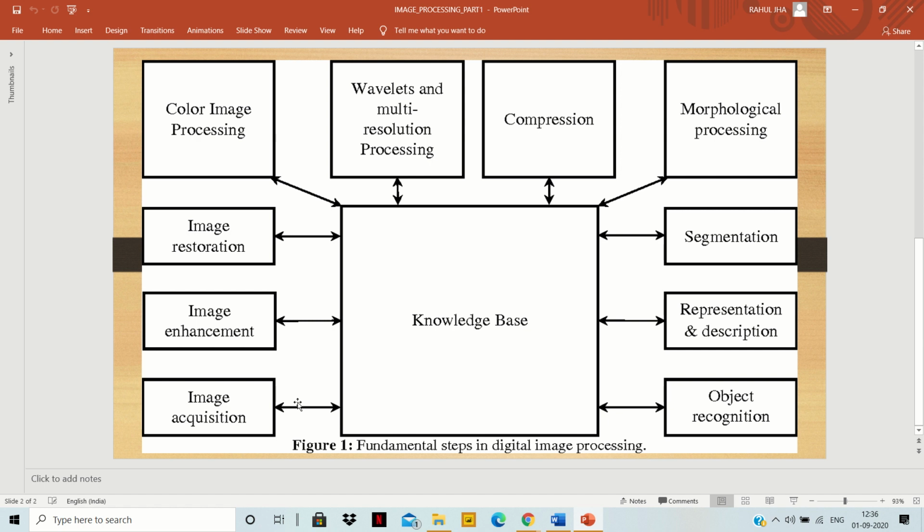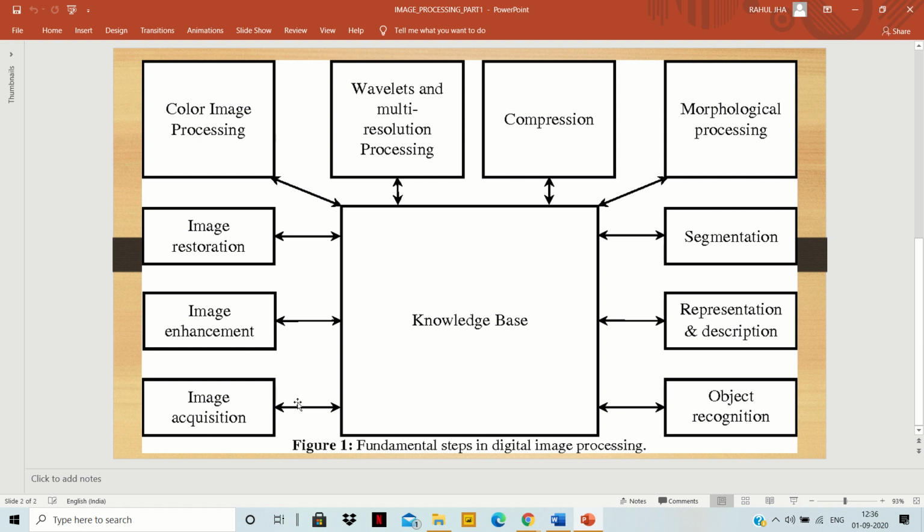In the segmentation process, we segment the image. It means partitioning an image into its constituent parts and different objects. We are dividing a complete image into some different objects.